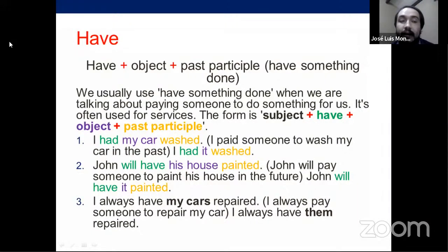All right, and again, for the ones who are still a little bit confused about this, remember that have doesn't always mean possession. Here, have is not possession. It's not the same to say, I have a car. Here, have is more similar to hired someone. I hired someone to wash the car for me. It's more or less like that.